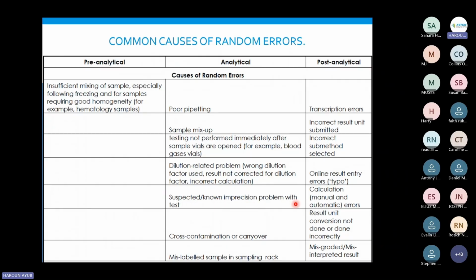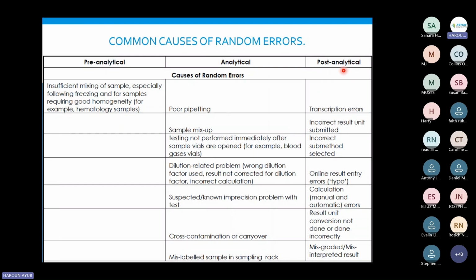Suspected or known imprecision problem with the test. If you're having an issue with that particular analyzer or that particular reagent, cross-contamination or carryover, has your machine given you a report on cross-contamination or carryover? Does it do that particular cross-contamination test after the analyzer has finished? You'll see that in several machines. Mislabeling of sample in the sample rack. So this is when you're loading it on the analyzer. So we have been able to see that particular one.